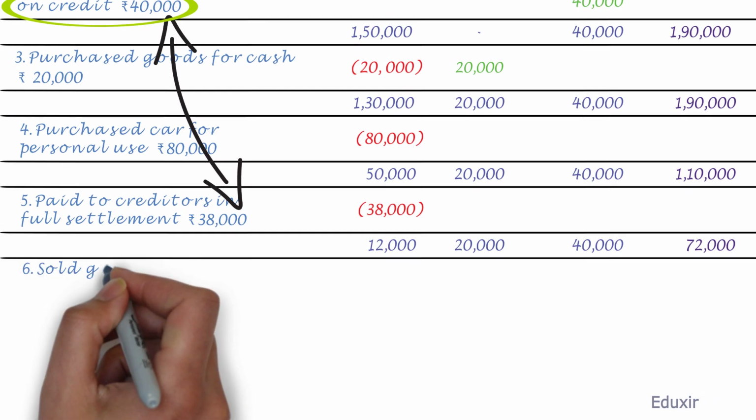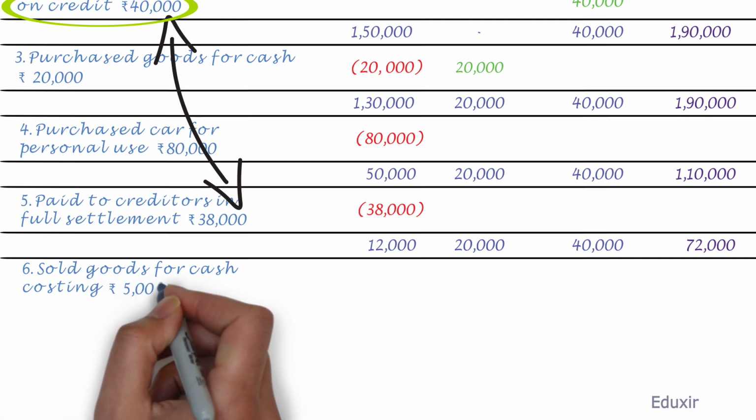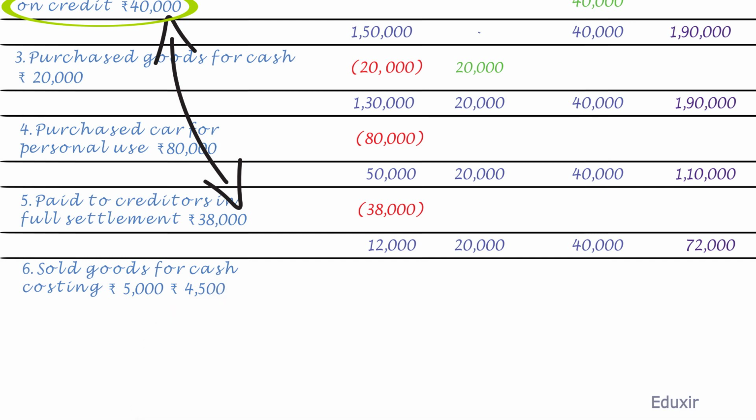Sold goods for cash costing 5,000 rupees for 4,500 rupees. Note that in this transaction, goods worth 5,000 rupees are sold for just 4,500 rupees. So there is a loss. Also note that the goods are sold in cash and not on credit.